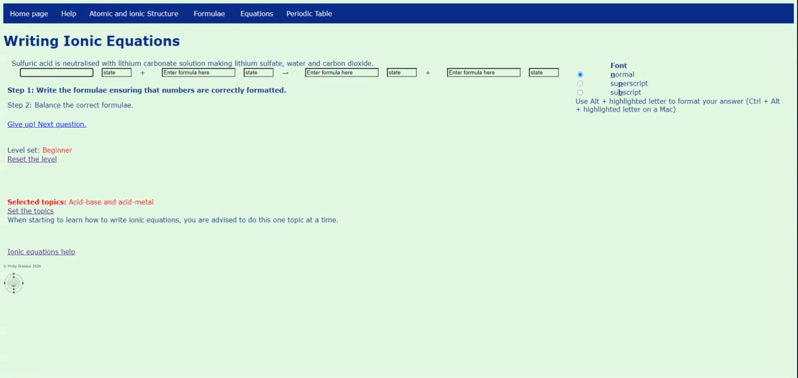Now on the equations help page, I explain what this website expects you to do for ionic equations. You will come across different ideas of what an ionic equation can be, depending on which book you read. But this site, I think, follows quite strict rules, which, if you follow them, you should not be penalized at any time.